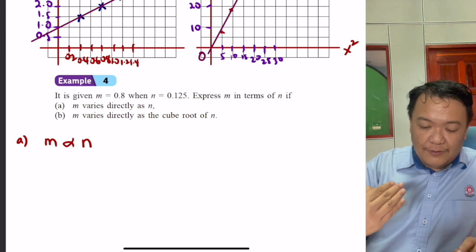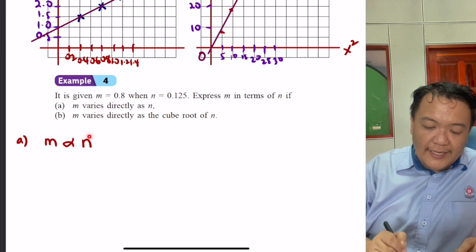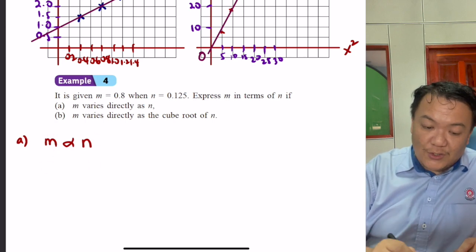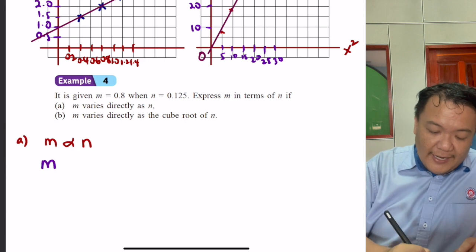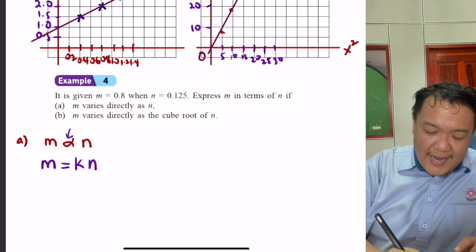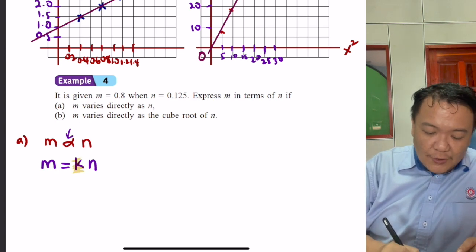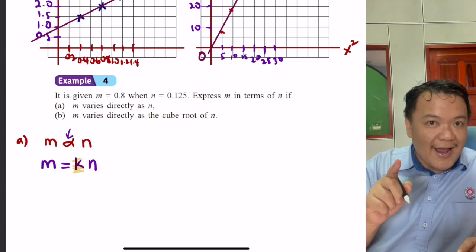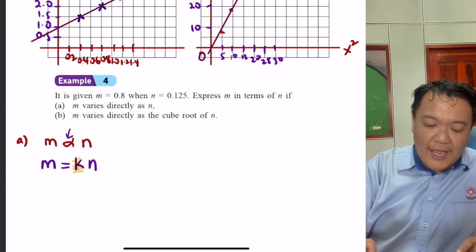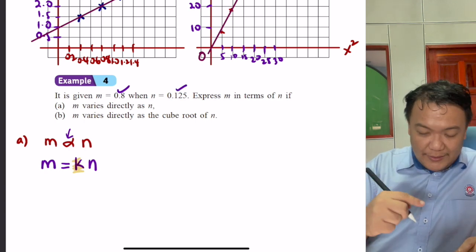The next step, you need to change this relation form into equation form. Macam tadi saya kata, this symbol you need to convert into an equal sign, and the equal sign always comes together with k, so k n. You know that this k is actually a constant, so you need to find that value first. Find the value of k by substituting these two values into the equation.